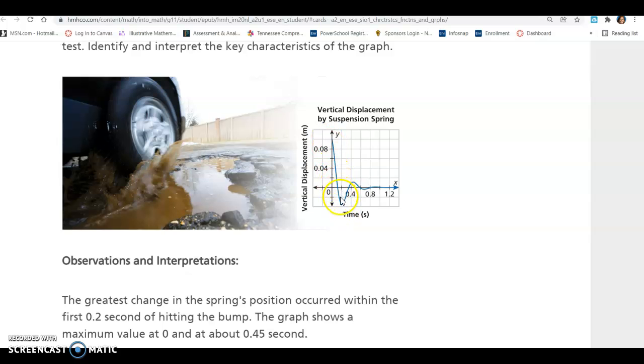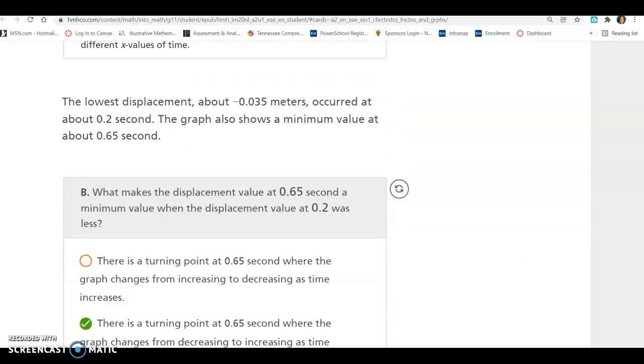So you always read a graph from left to right. If it's going up, it's increasing. If it's going down, it's decreasing. So it'd be decreasing, increasing, decreasing, increasing, okay? So those points were just values on the x-axis, or time in seconds.